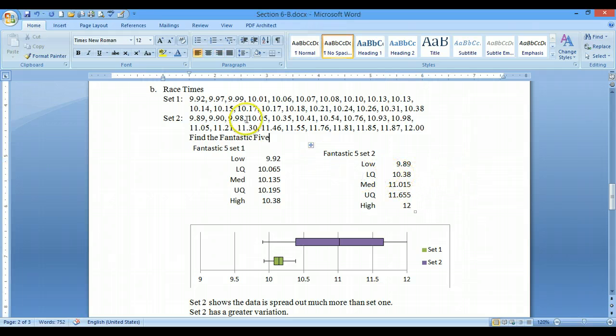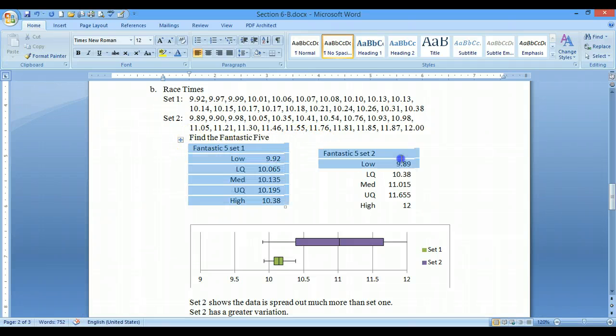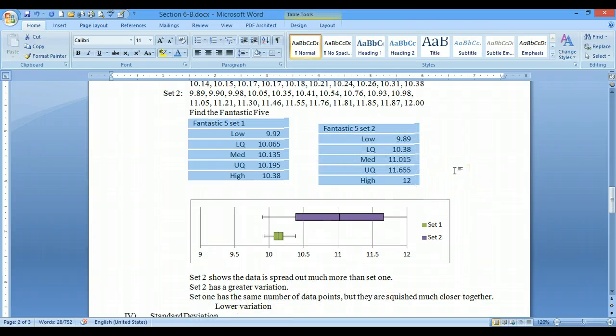And the lower quartile, we're going to count in 5, 1, 2, 3, 4, 5. And from this side, 1, 2, 3, 4, 5. There we go. And the average for those is 10.38. And their companions down here, 1, 2, 3, 4, 5, will be averaged into 11.655 and the upper of 12. So that's how we find the five number summary. Those give us our 5 number summary.